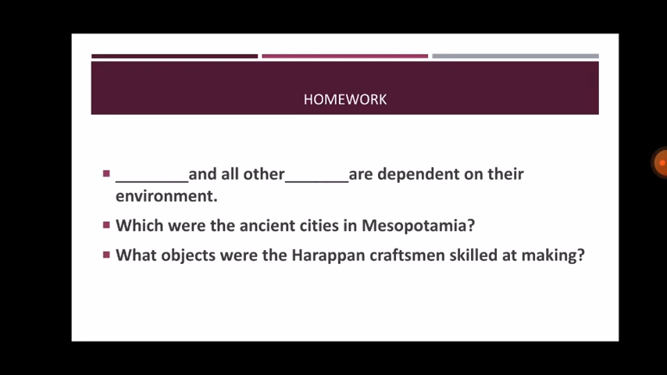The next is your homework. The first question is: dash and all other dash are dependent on their environment. Next, which were the ancient cities in Mesopotamia? Third, what objects were the Harappan craftsmen skilled at making?